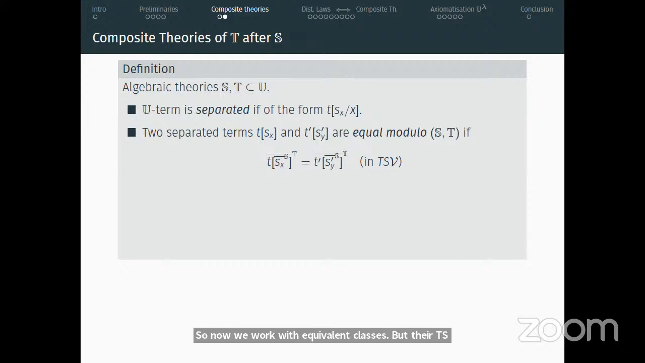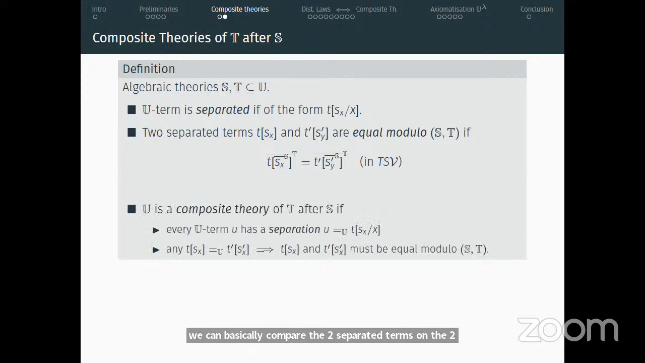What this means is that we can basically compare the two separated terms on the two levels, the T level and the S level. This allows us to have the definition that the composite theory is a theory where every term can be separated, at least one separation. And if you have two separations, they must be essentially unique, so they must be equal modulo ST.